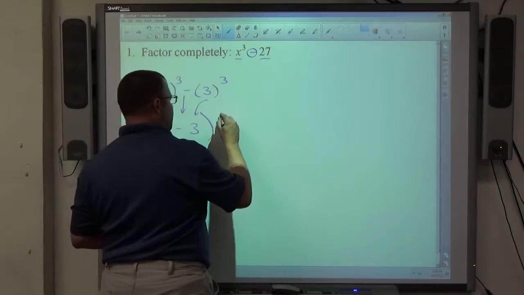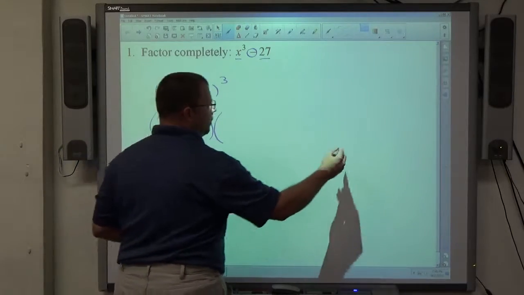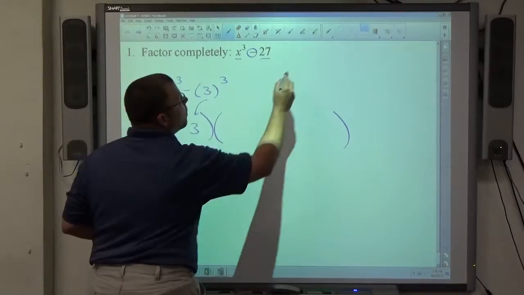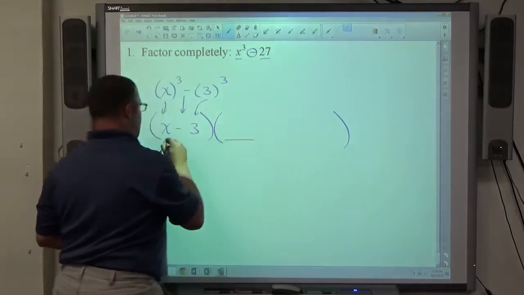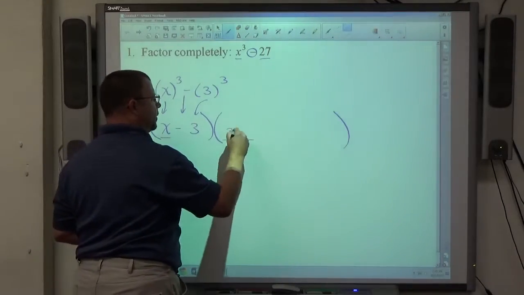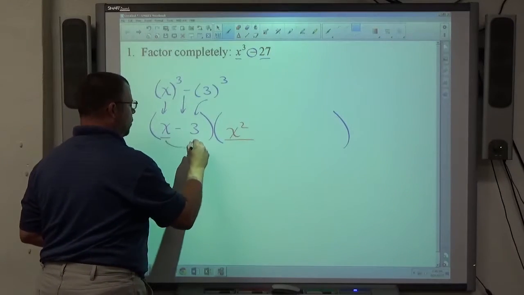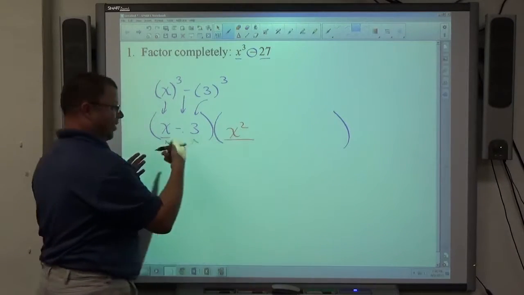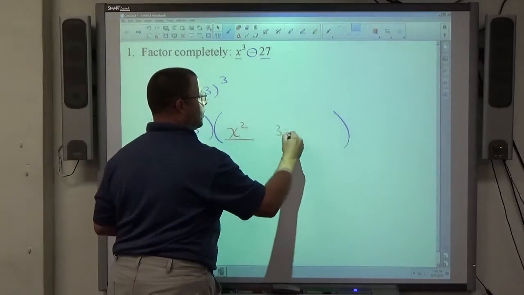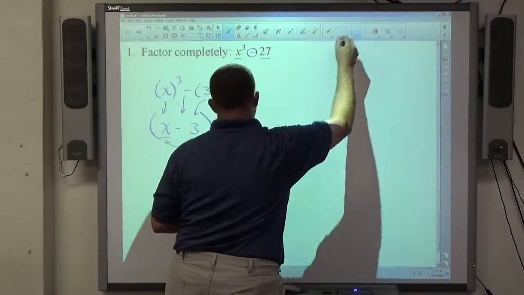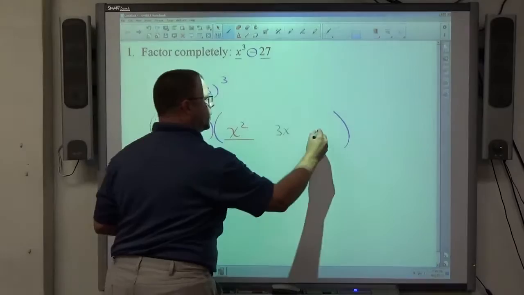The second parentheses is created by making 3 pieces. Piece 1 is the first object squared. Piece 2 is the product of the two objects, whatever they are. In this case, 3 and x just makes 3x. And piece 3 is the second object squared.